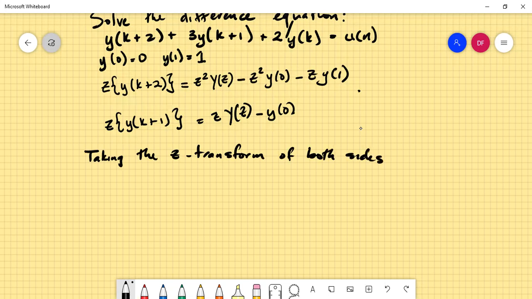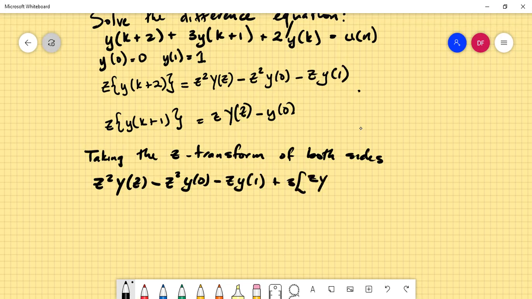So we are going to write for y(k+2): z squared Y(z) minus z squared y(0) minus z y(1), plus 3 times z Y(z) minus y(0), and then plus 2 Y(z).